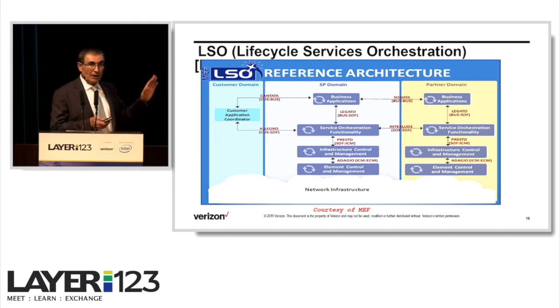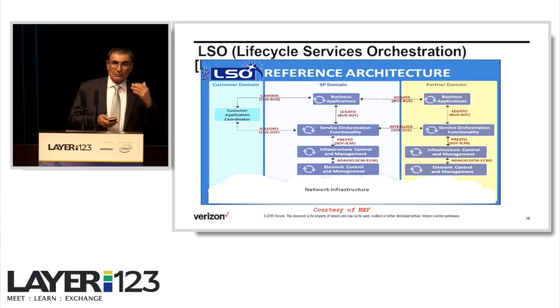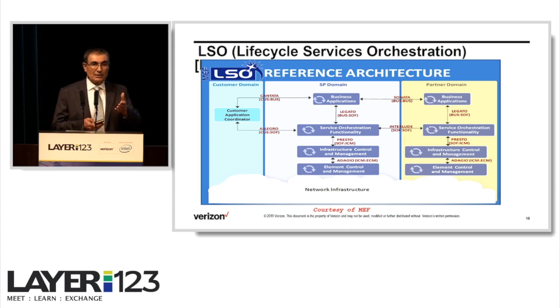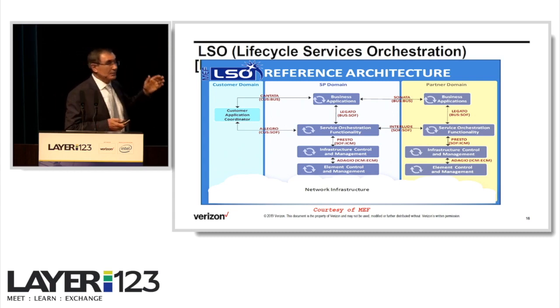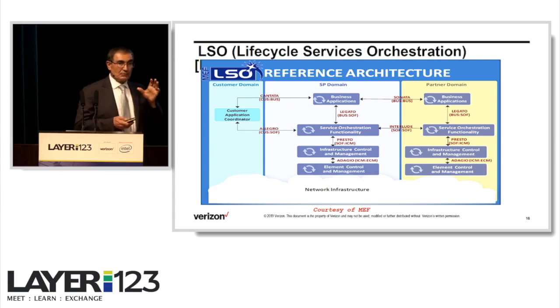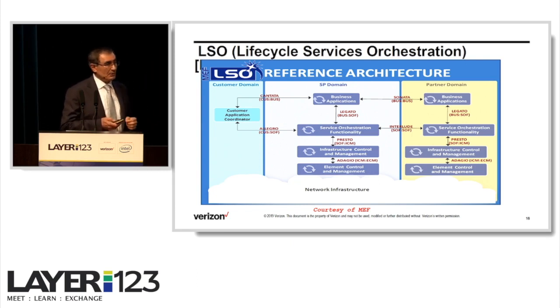Let's look at the LSO. Probably you have seen this picture before. On the left side you have the customer, the next one is the service provider domain, and the right side is the partner domain. In other words, if Verizon is buying a circuit from AT&T, then Verizon is the service provider, and AT&T is the partner. At the customer, you have two interfaces called Allegro and Cantata. One of them interfaces directly to the service orchestrator, and the other interfaces to the business applications or the OSS/BSS.